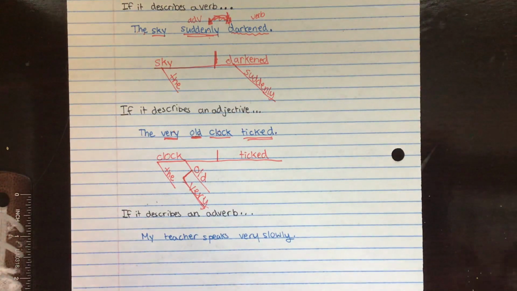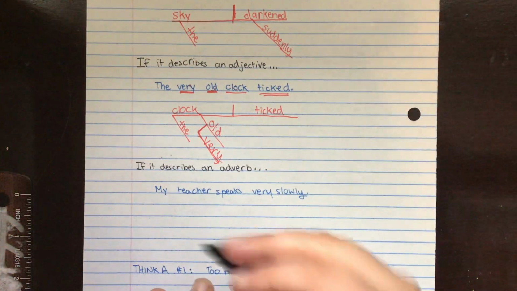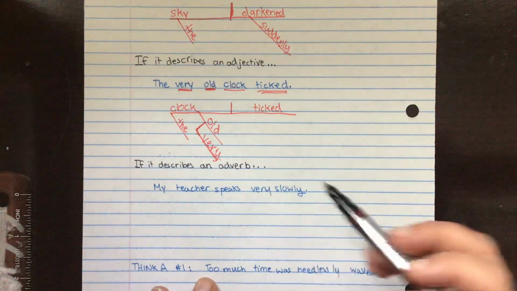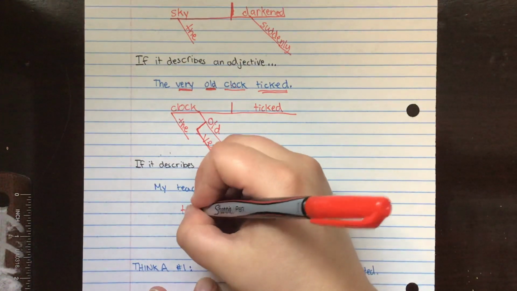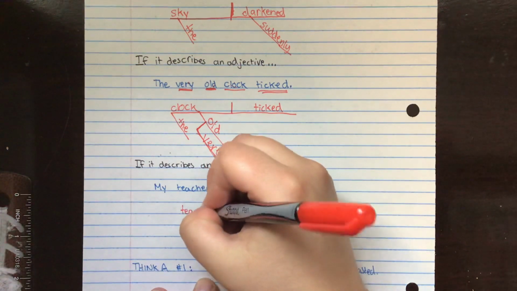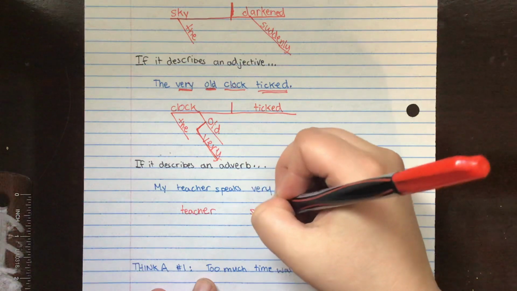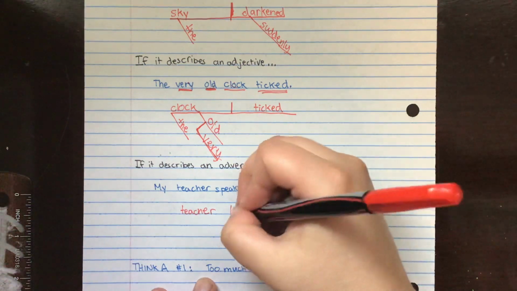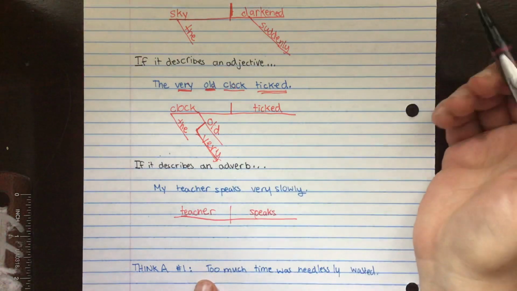Finally, it's the same principle when an adverb describes another adverb. So let's take a look at this one. So, my teacher speaks very slowly. What's the subject? Teacher. What's the teacher doing? Speaking. So speaks is my verb. There we go. I've separated my subject and my verb out.